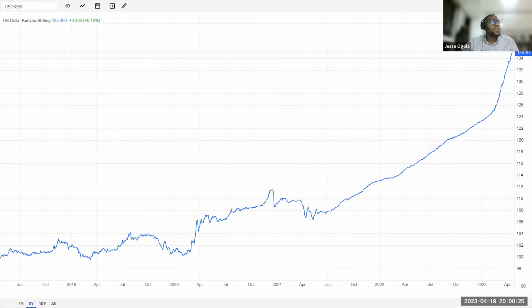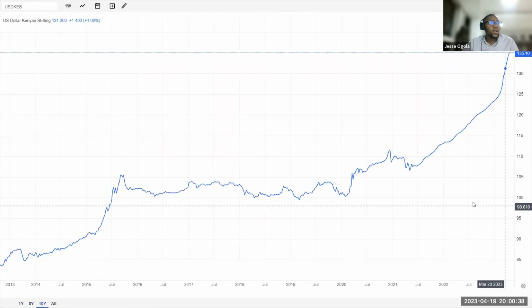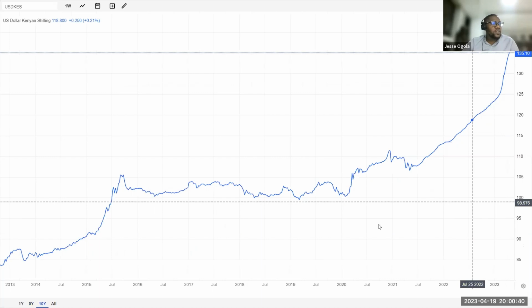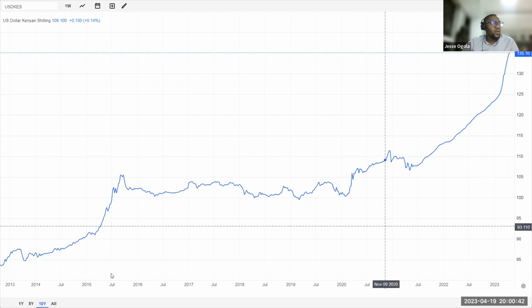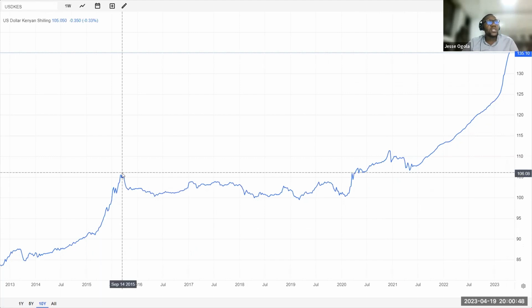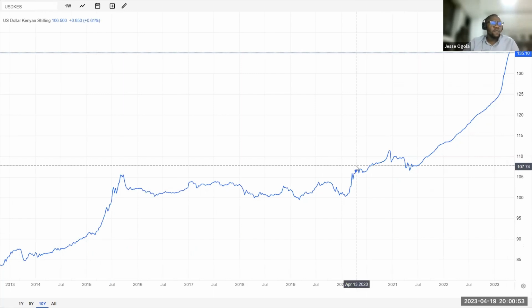So as you can see, it is a chart of the Kenya shilling against the dollar, the exchange rate over the last 5 years. I'll go back a little bit longer, over the last 10 years. Since 2013, there was a significant rise between 2013 and 2015. Until 2015, there was a muted price appreciation or depreciation for a period of, say, 5 years.